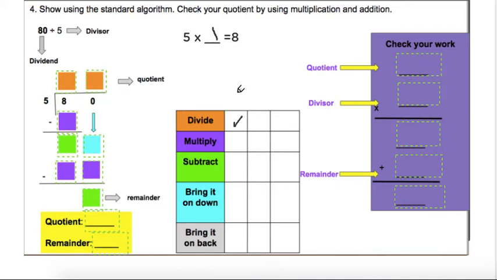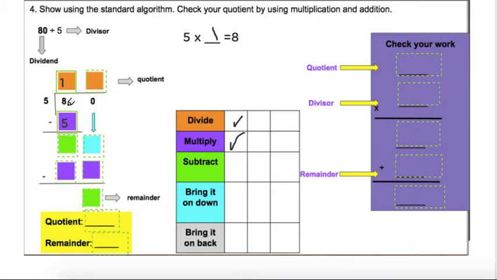What color box am I going to put the number 1 in? Yeah, I'm putting it in the orange box. I just divided. Now it's time to multiply. 5 times 1. What's 5 times 1? Good. 5. And it's going in the purple box because my multiply is in a purple box.